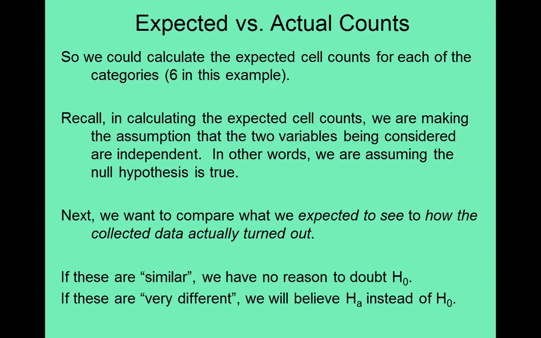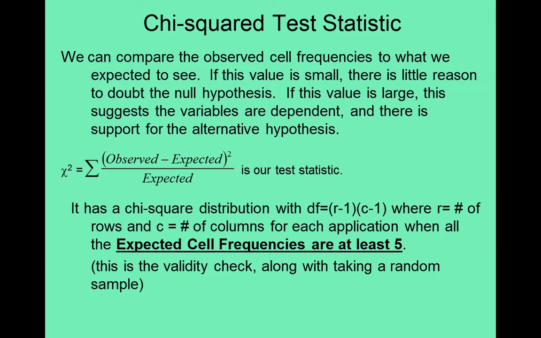So next, we want to compare what we expected to see to how the collected data actually turned out. If these are similar values, we have no reason to doubt the null hypothesis H0. But if these are very different, we will believe HA instead of H0. Now we can compare the observed cell frequencies to what we expected to see. And if this value is small, there's little reason to doubt the null hypothesis. But if this value is large, this suggests the variables are dependent instead of being independent, and we say there is support for the alternative hypothesis.